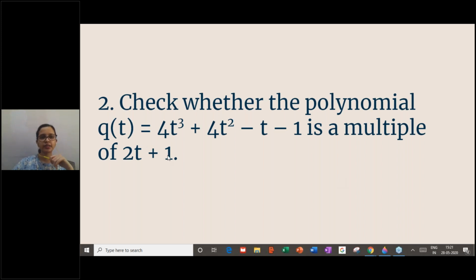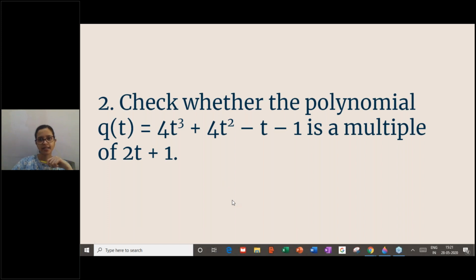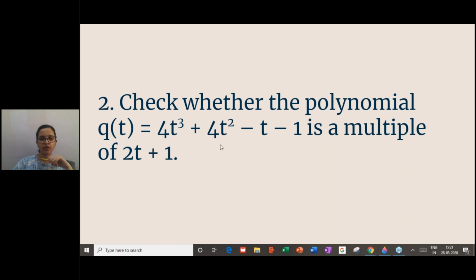Okay, so the zero here is 2t plus 1 equals zero. So t is equal to minus half. I hope all of you are substituting t as minus half, not plus half. Yes, Rakshita. Yes, Elena. Yes, Mansi. So substitute t equals minus half in q of t. You should get the answer as... Anirban, check your calculation once. T is minus 1/2.